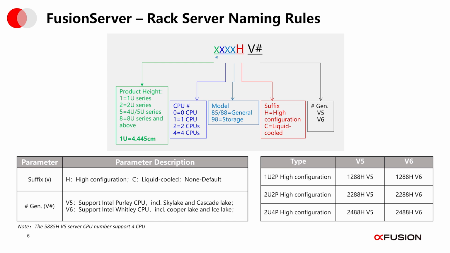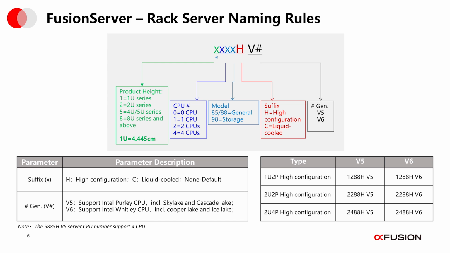And the second number indicates the number of CPUs. The third and fourth numbers are combined together for model type, such as general purpose or storage-intensive models. And H stands for high configuration, which means the configuration of CPU, memory, and PCIe expansion are higher. And sometimes there is a C, which stands for liquid cooled. The number following the V is the FusionServer's generation. Usually they are V3, V5, and V6. And now we have our V7, which indicates a different FusionServer generation, and means higher technology and better performance.